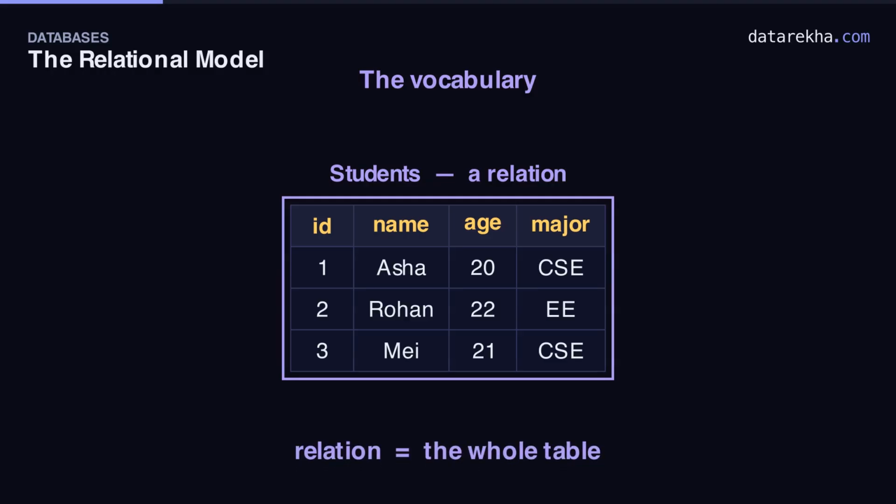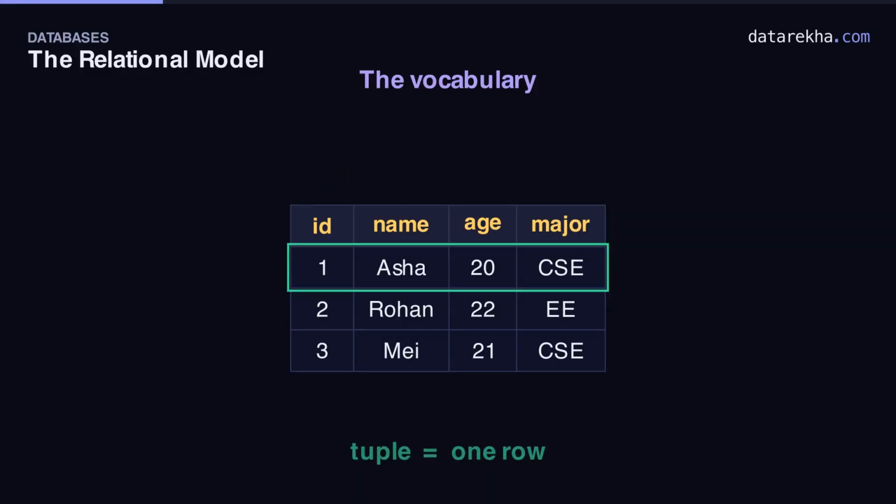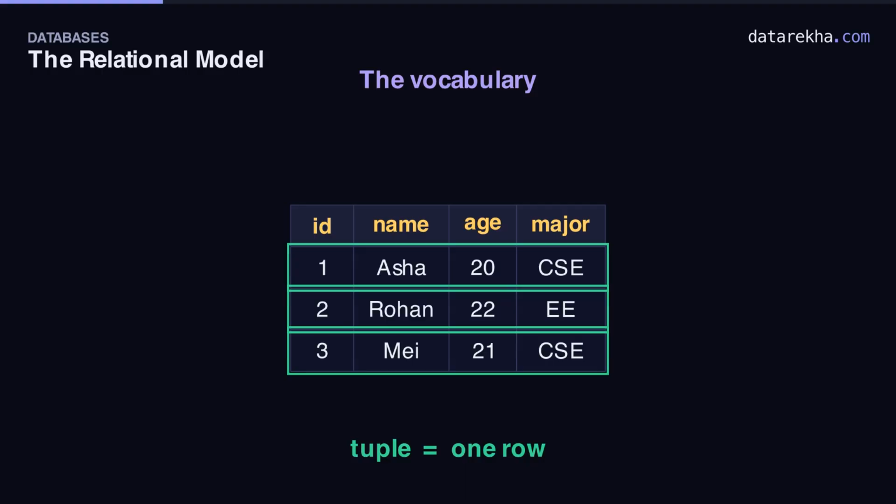When you hear relation, don't think of a relationship between people. Think table. This entire grid is one relation, and we've named it students. One horizontal line. Everything about a single student is a tuple. This row, 1, Asha, 20, CSE, is one tuple. 3 students here means 3 tuples.